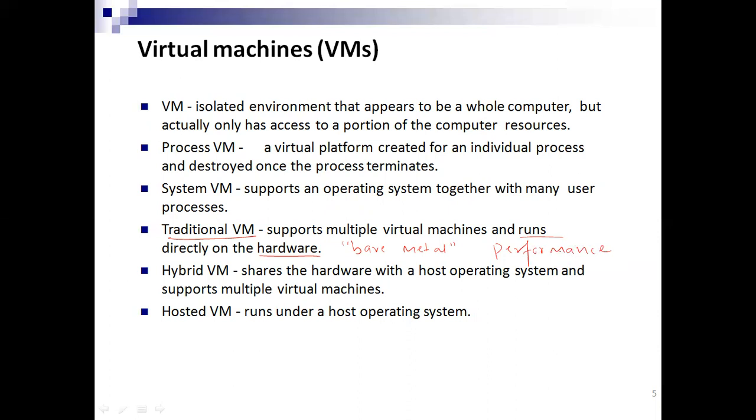And the example for the traditional virtual machine is VMware. I'll just write it over here. Example, VMware is one example. Then we have ESX, then we have Xen. So these are all examples for the traditional virtual machine.